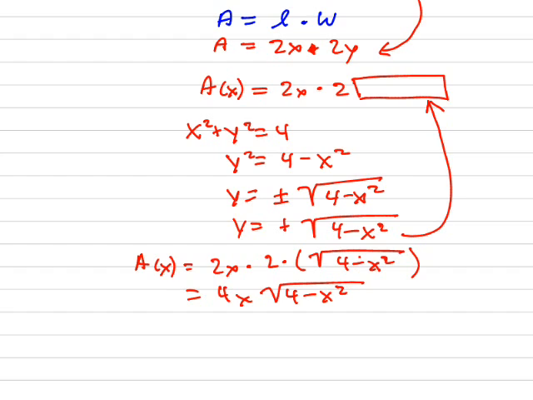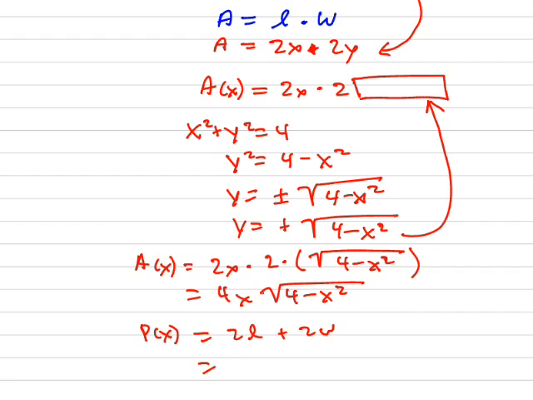Alright, and so that is the area in terms of just the variable x, so we now express the area in terms of x only. You do the same thing for perimeter when you're supposed to find the formula for, or express the perimeter of the rectangle as a function of x. Well, the perimeter is 2 times the length plus 2 times the width.